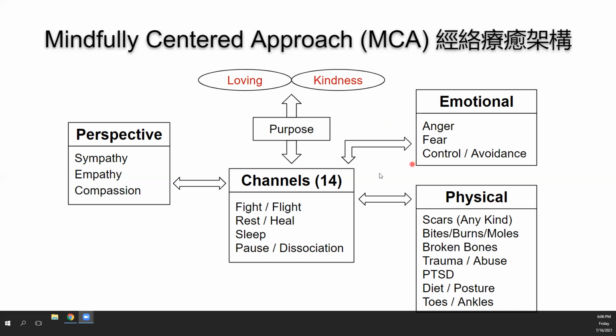This diagram has a few features. One is that the channels are in the center, and there are bidirectional arrows going between physical and channels, emotions and channels, perspective and channels, etc. These bidirectional arrows mean, let's say I have a physical issue, I sprain my ankle, for example, and it affects my channels, my posture, my physical being. Eventually, it's going to cause me emotional issues. For example, I will get very angry easily, or I'm just extra fearful all the time. Why? Because I have a broken ankle that's never truly healed.